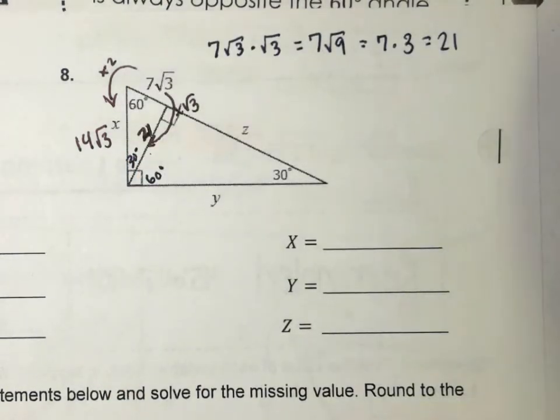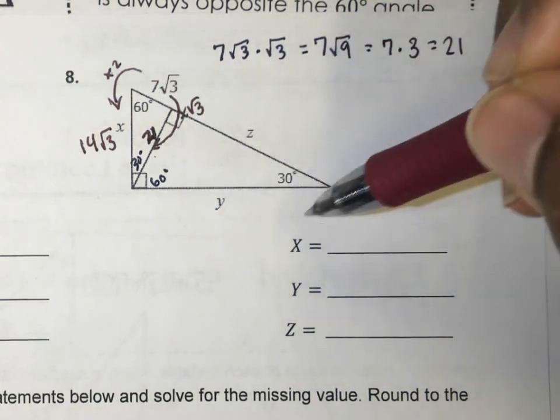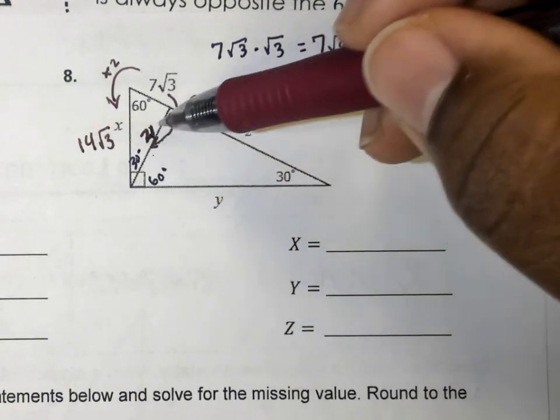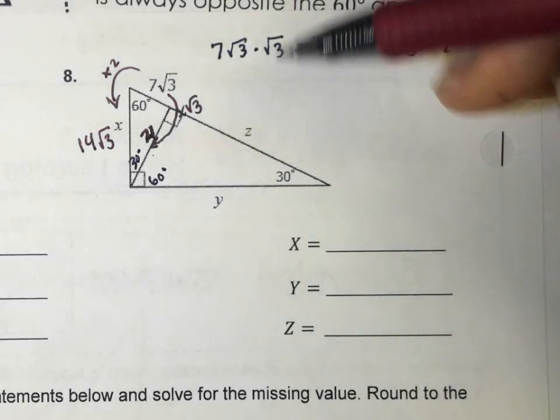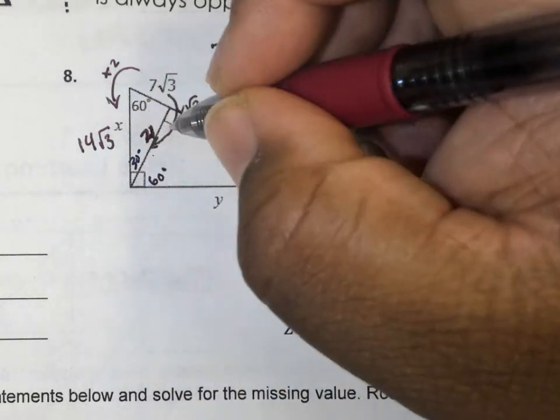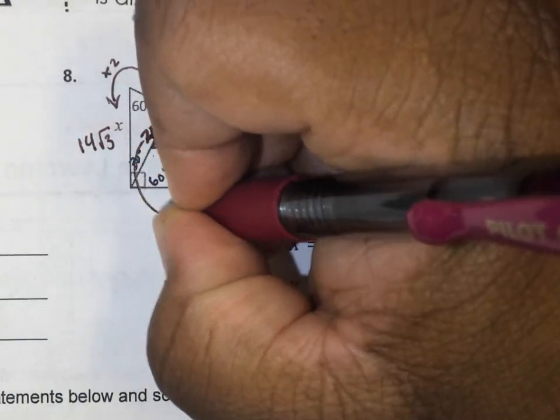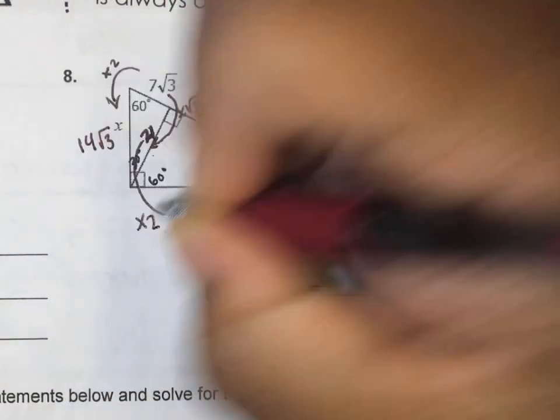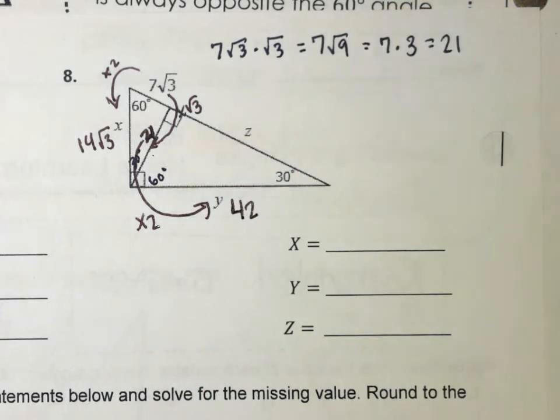My long leg on my small 30, 60, 90 triangle is the same as the short leg on the bigger 30, 60, 90 triangle. Y'all follow what I just said? I don't think I said too much. This long leg on this small one is the same thing as the short leg on my big one. So I'm treating this as my short leg now, and I'm working my way into the big triangle. I need to find the hypotenuse. Hypotenuse is 2 times the short leg. So 2 times 21 is 42. My y equals 42.